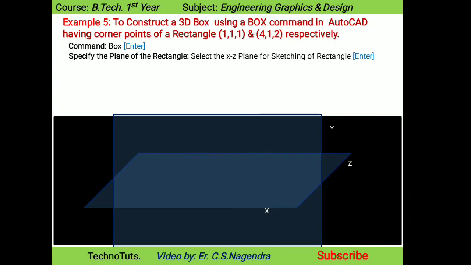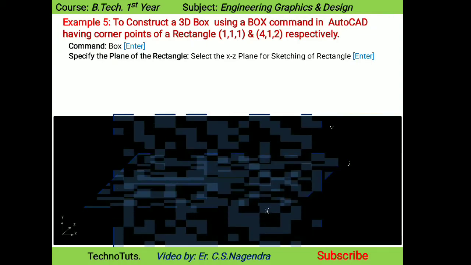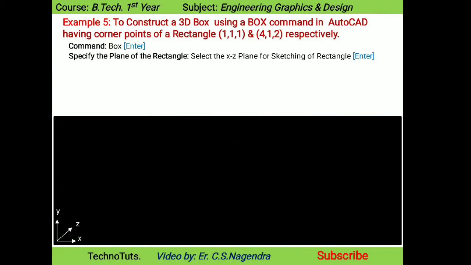The computer will ask you to specify the plane of the rectangle. So select any plane. In that plane you are going to sketch. So I am selecting here the XZ plane. I have selected the XZ plane for sketching purpose. We are going to sketch our 2D drawing in our XZ plane. After that we will convert that sketch into a 3D object.